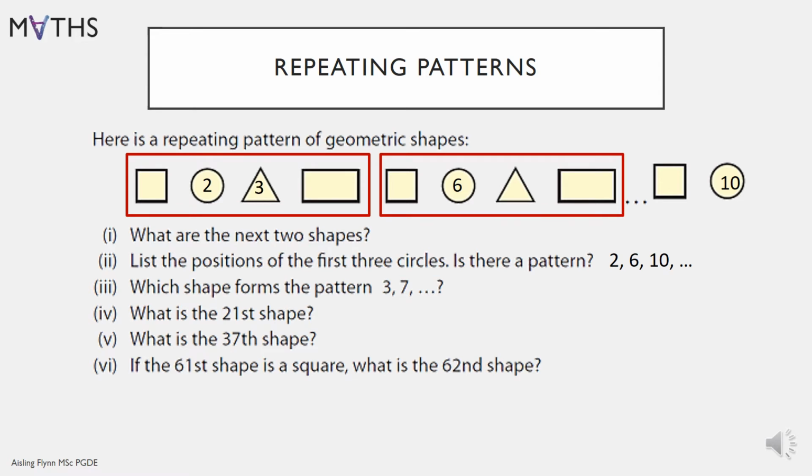Which shape forms the pattern 3, 7, and so on? So in position 3, we have a triangle. In 7, we have another triangle. So you can imagine in 11, there will be another triangle. So the answer is triangle.